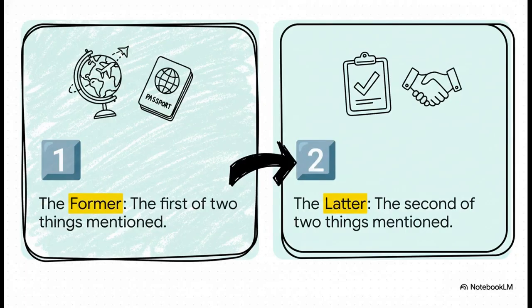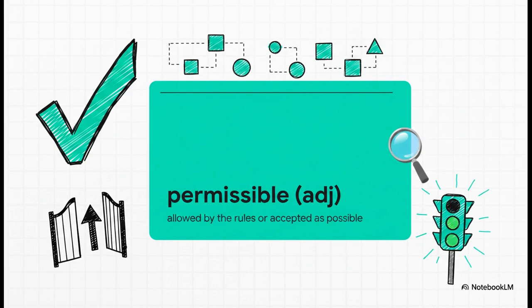It's so useful. The former refers to the first thing you mentioned, and the latter refers to the second. So you could just say, between studying abroad and a local internship, I think I'm going to choose the latter. And just like that, everybody knows you mean the internship. It's a fantastic little word for speaking clearly and efficiently. All right, now let's talk rules. Some things you can do and some things you can't. The word we use to describe something that is allowed by the rules is the adjective permissible.